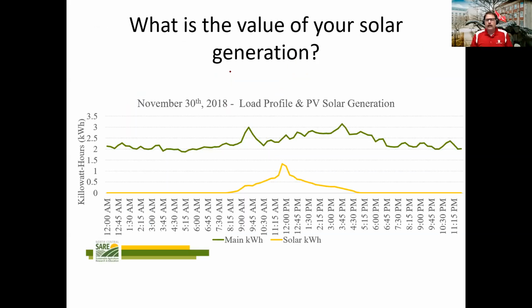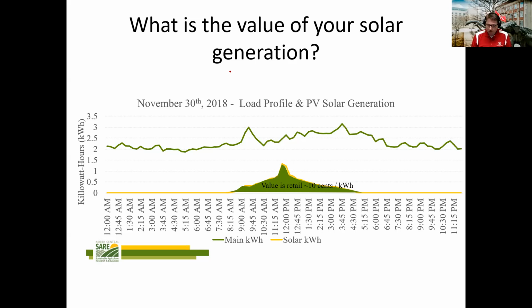Let's think about then, our solar array connected to a business or a home. In this case, we're looking at the green being how much total electricity is used, and the yellow is how much solar is generated on one day. It's pretty clear that because the solar never generated at any time of day more than what was used, all of that solar was used by the load and is thus worth the retail rate. It offset buying. So I avoided buying that amount of electricity from the utility.